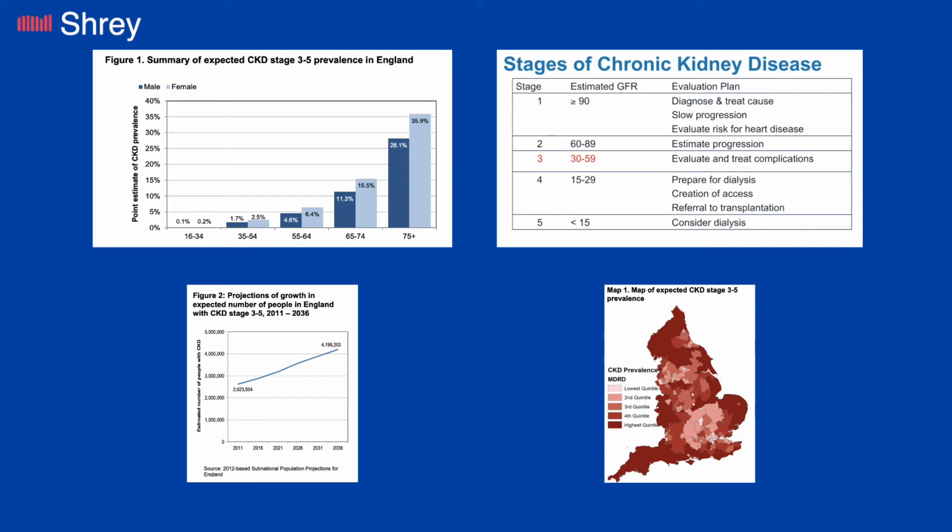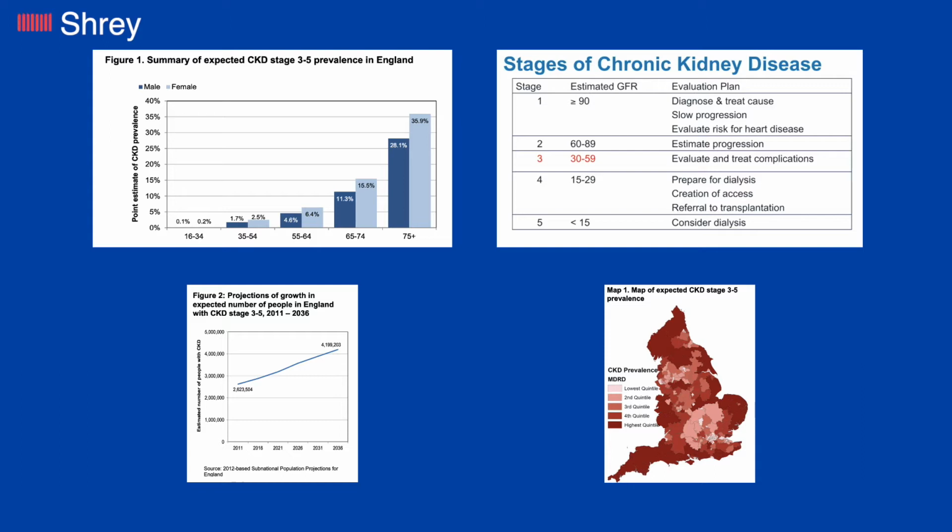CKD is more common in females and more common in people from African and Asian ethnicities. Age is also a big factor. As we get older, we're more likely to have CKD. There's also a geographic distribution. People, especially in the UK, from rural areas are more likely to have CKD.